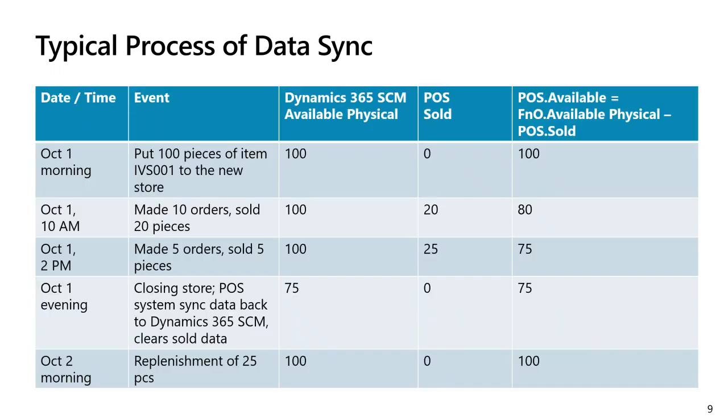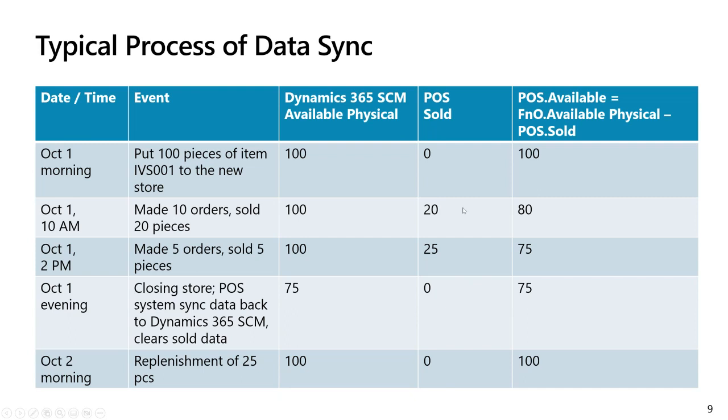Let us further illustrate a typical day for the retail user with a table that shows all the data processing. In the beginning of the day, Dynamics 365 synchronizes the data to the inventory visibility service with an available physical quantity of 100. At this point, there are no quantities sold from the POS system. Therefore, the POS system should have 100 available to be sold.